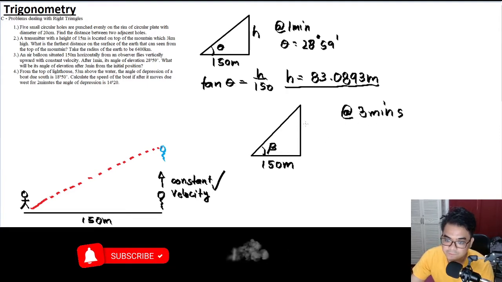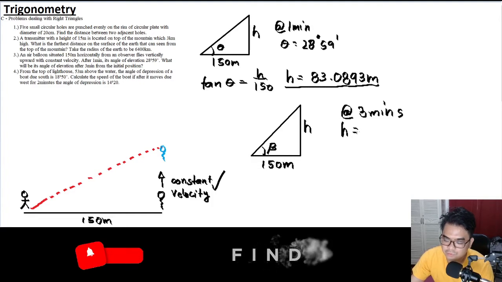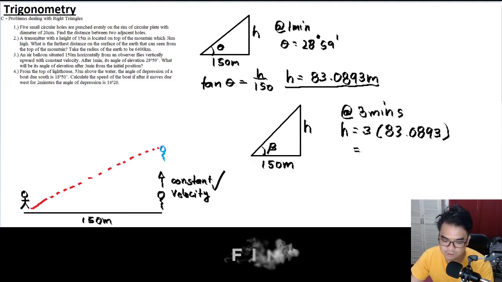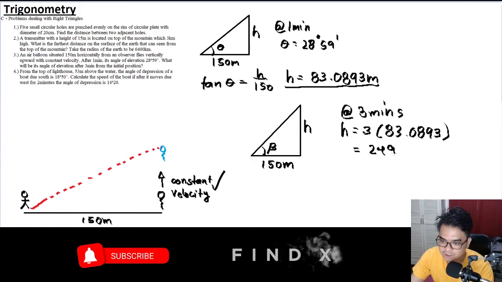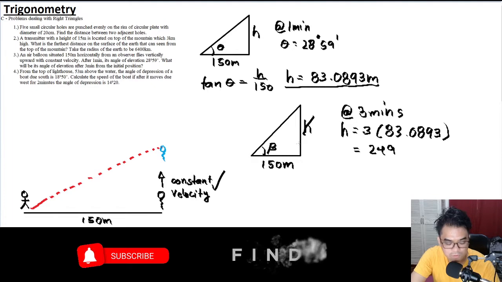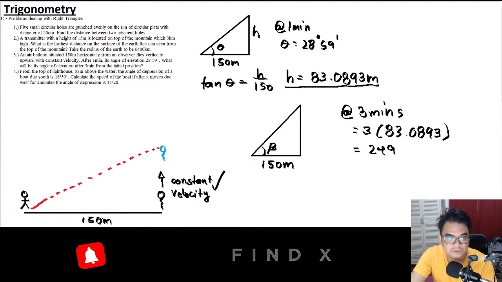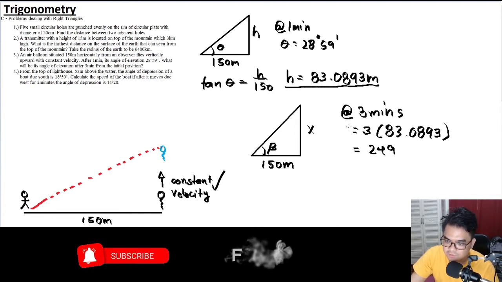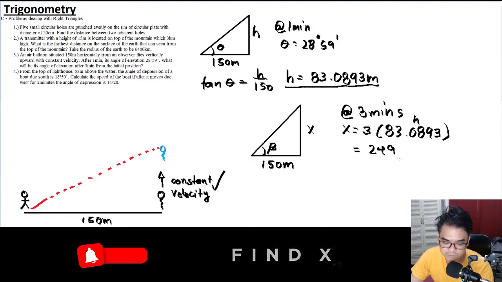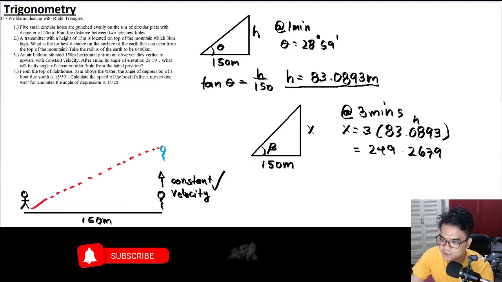So at 3 minutes, h is equal to 3 times 83.0893. So this is equal to 249.2679 meters. I'll be using a different variable. How about we call it x? So this is x, and this is your h, right? 249.2679 meters.